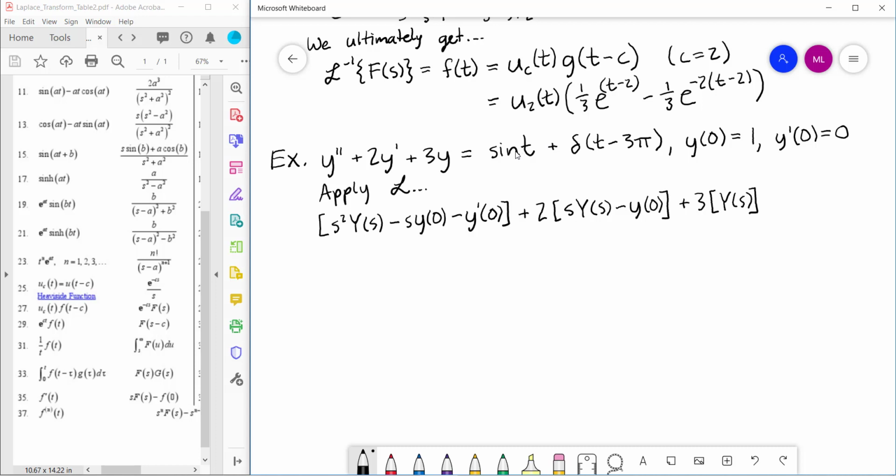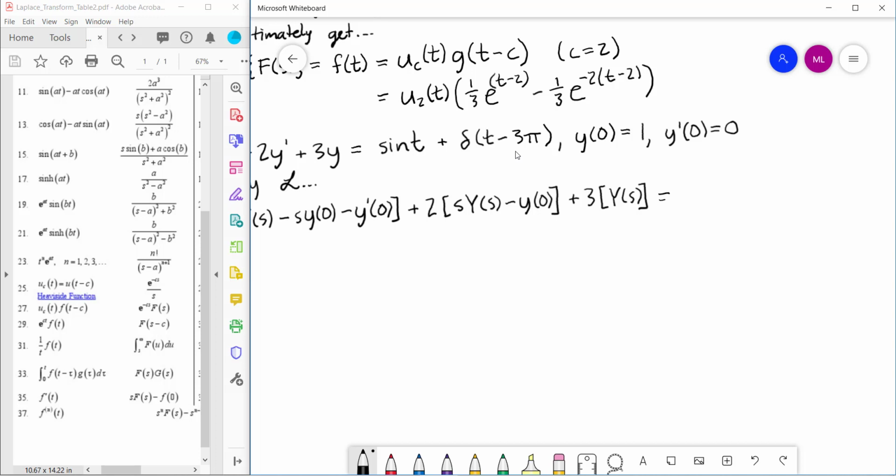Now let's transform the right-hand side. When we hit the sine function, we can come over here to our table. And again, if you don't have these memorized, they're all in the table as well.